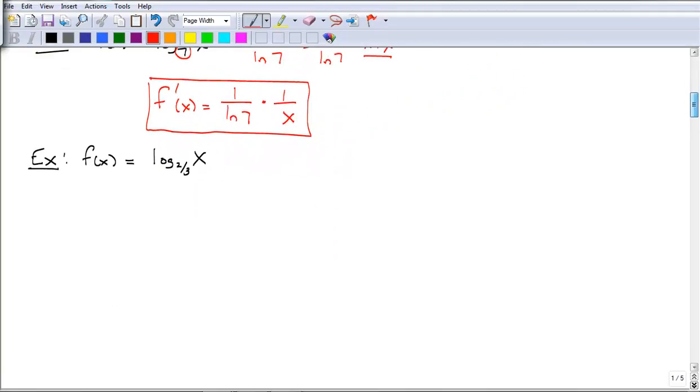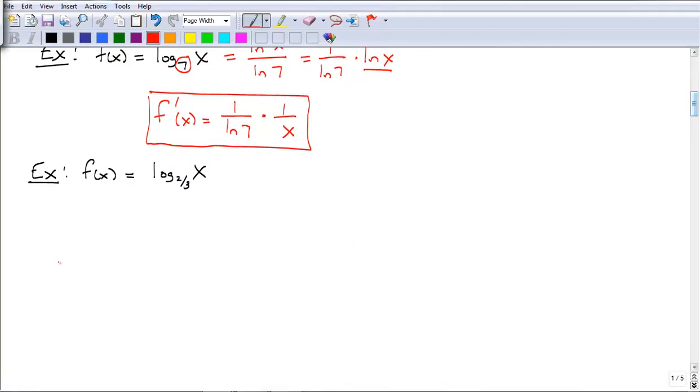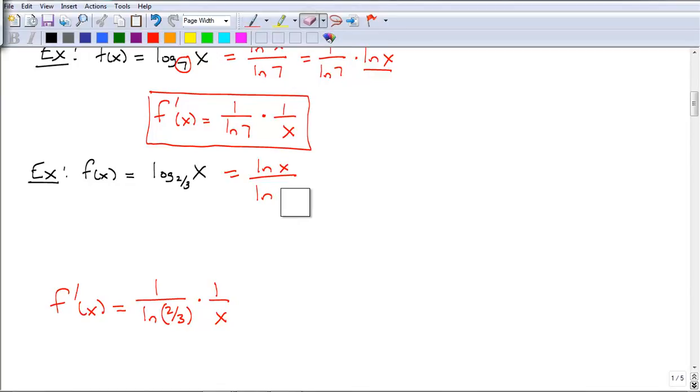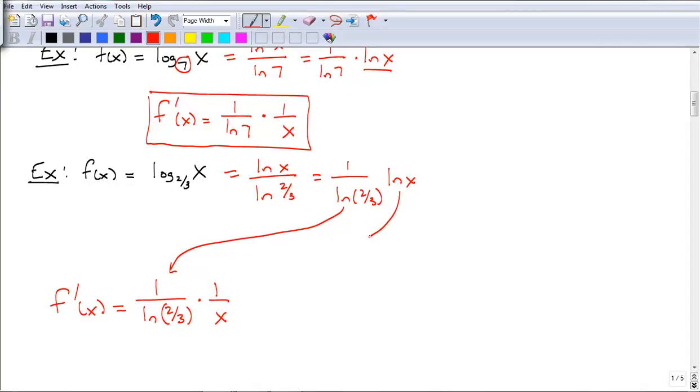Here's another example. The log base 2/3 of x. One way to do this is to just write down the derivative because you memorized how to do it. 1 over the natural log of the base, 2/3, times 1 over x. But if you wanted to do it with the change of base formula, that's the ln of x over the ln of 2/3, which is 1 over the ln of 2/3 times the ln of x. The natural log of 2/3 is a constant, so that sticks around. The derivative of natural log of x is 1 over x. So if you forget the formula, you can use the change of base formula to help you remember these.